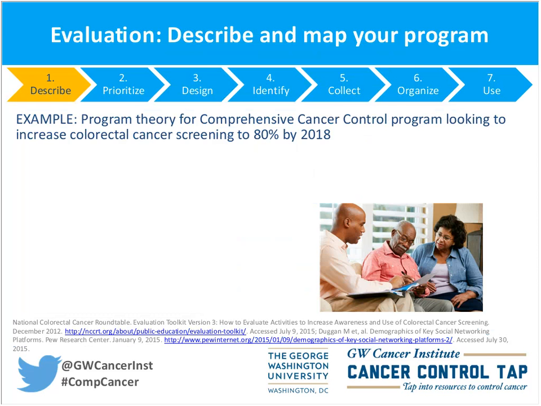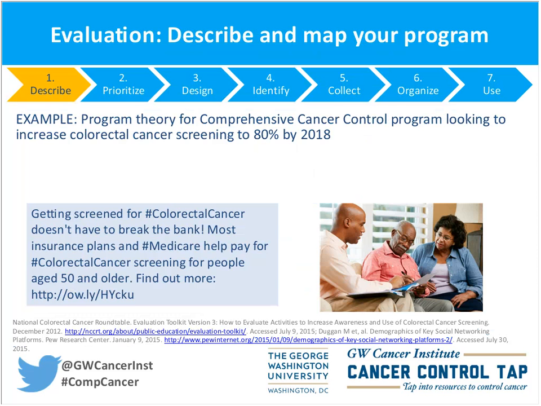So you might come up with some sort of messaging that says something like, getting screened for colorectal cancer doesn't have to break the bank. Most insurance plans and Medicare help pay for colorectal cancer screening for people aged 50 or older. Find out more. And the link might take users to a CDC website on Medicare coverage for screening services. You can come up with a series of similar action-oriented messages targeted to the specific population and plan to push them out through Facebook throughout the month of March for Colorectal Cancer Awareness Month.